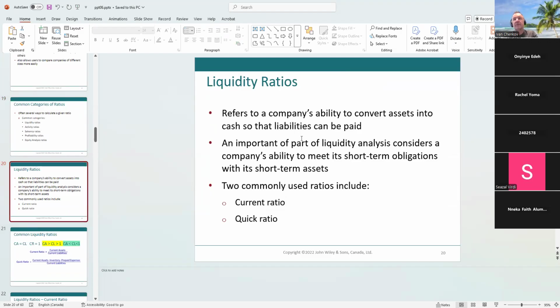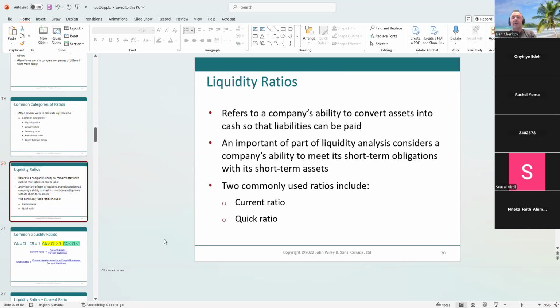Liquidity ratio, as we said in the classroom, refers to the company's ability to convert assets into cash in order to pay the current liability. So how fast can the company pay the current liability? You have two measurements here. Current ratio basically measures the proportion of the current assets versus the current liability.